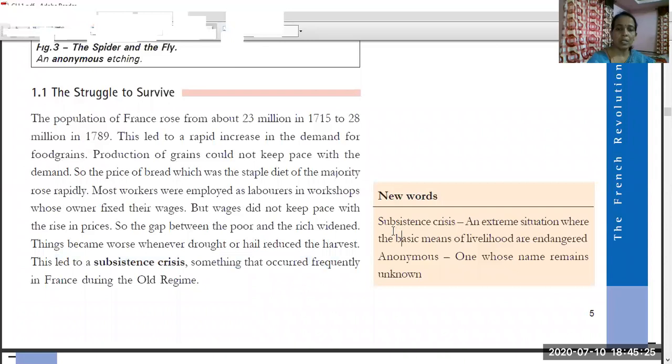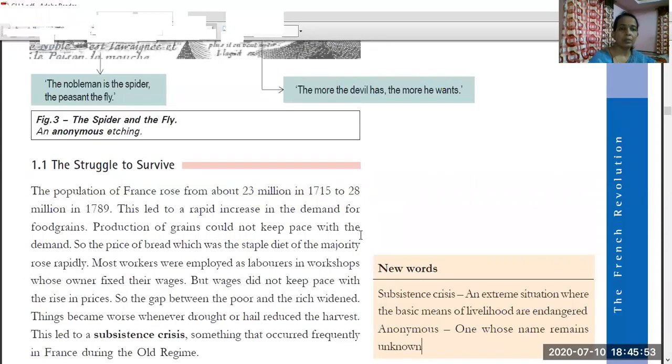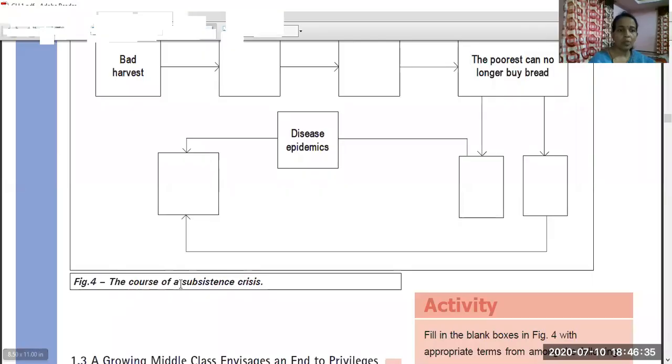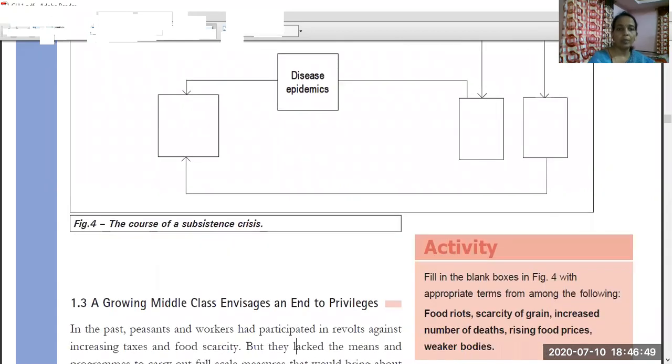The term subsistence crisis is also explained here. Subsistence crisis: an extreme situation where the basic means of livelihood are endangered. The people were unable to buy basic things for life. This situation is called subsistence crisis, and this kind of situation was always occurring in the old regime of France. In this table you have to fill in the course of the subsistence crisis, what things happened there and how it occurred in the old regime, and we will complete it with this flow chart.